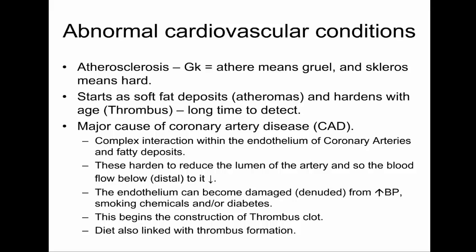occlusion. The endothelium can become damaged and denuded from an increase in blood pressure, also from smoking chemicals and or diabetes. And this can begin the construction of a thrombus or a blood clot. Diet is also linked with thrombus formation.